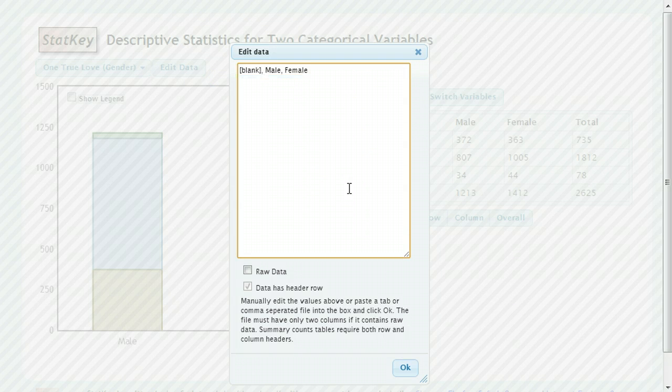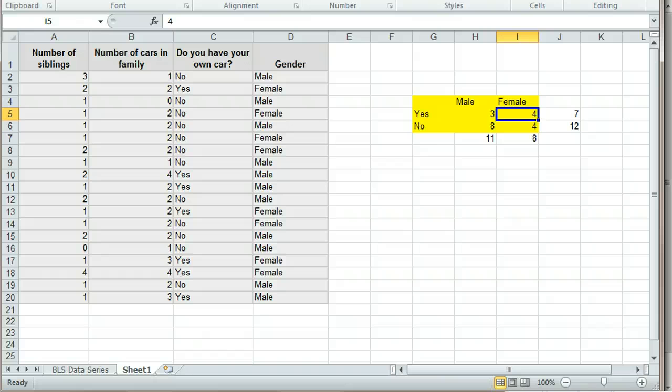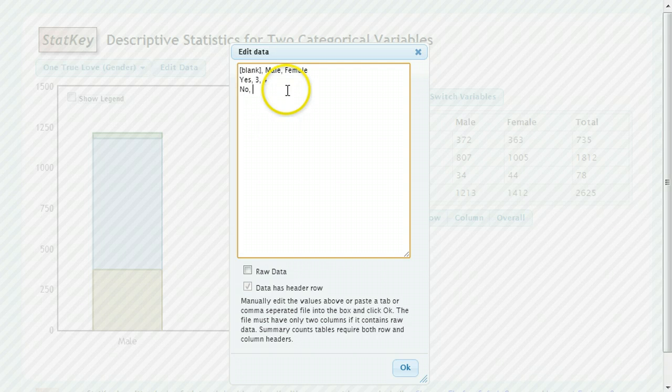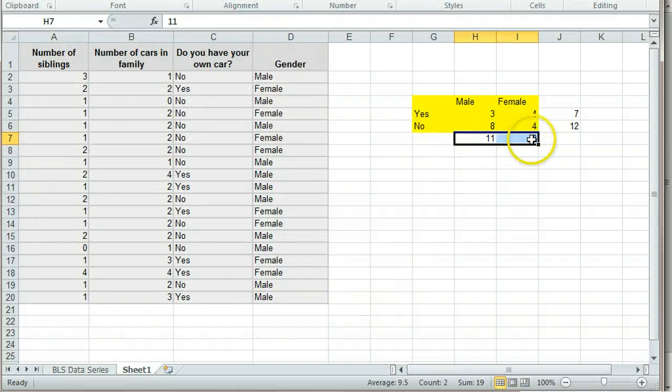And I'll leave that first row because it turns out to be exactly right. But I have yes on the left, and then I have 3 in that first box, and then 4 in the next box. And then on the next line I have no, 8, and 4. So I have no, 8, 4. And I don't need to type in those totals. So I did the totals here on the side, and I actually could have even found the big total in the corner.